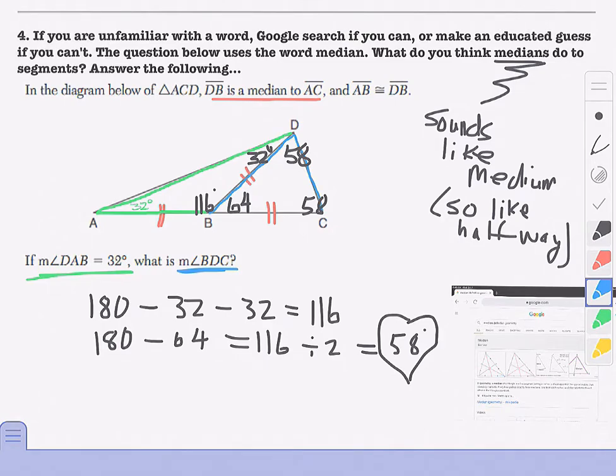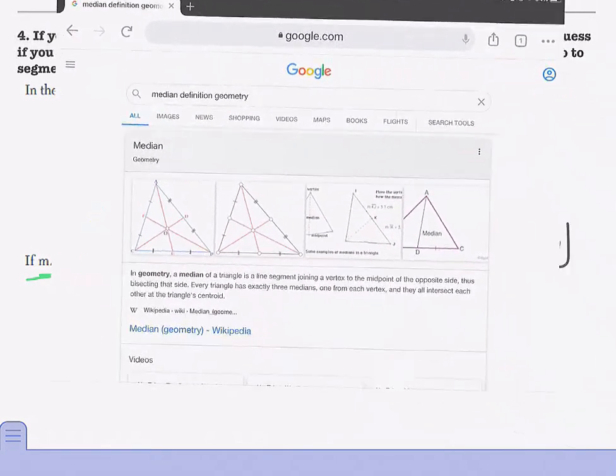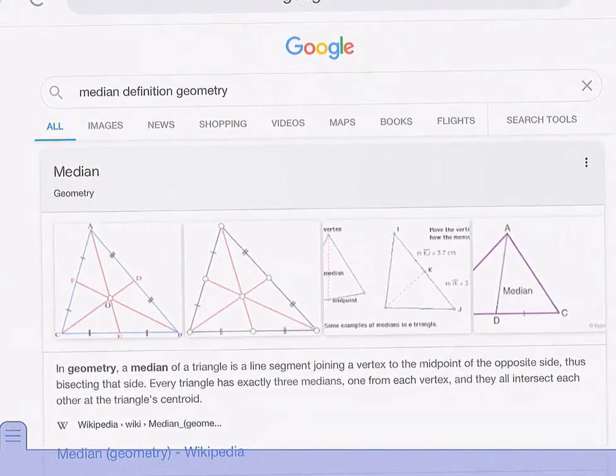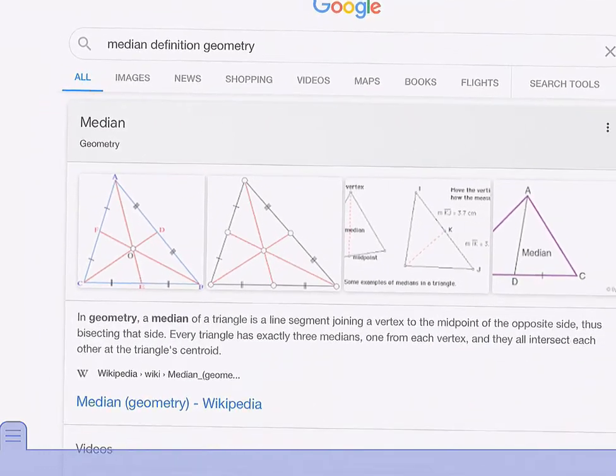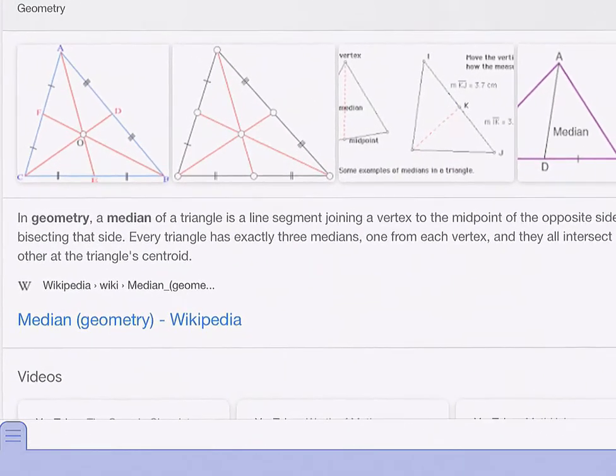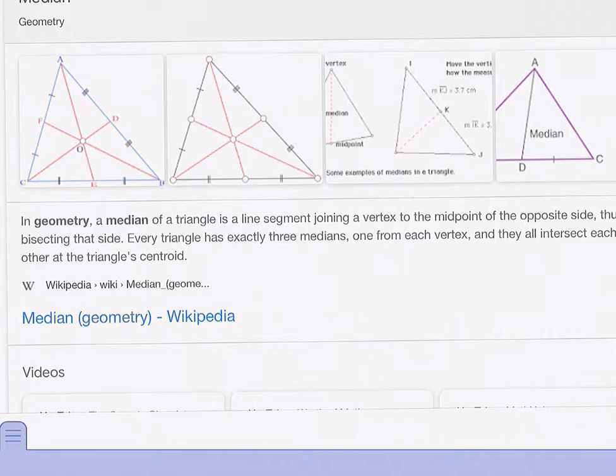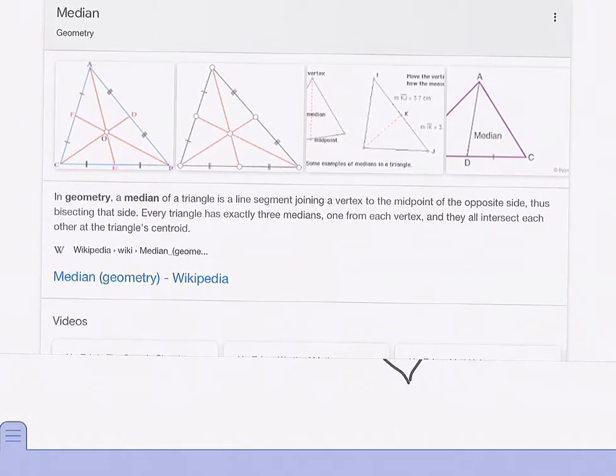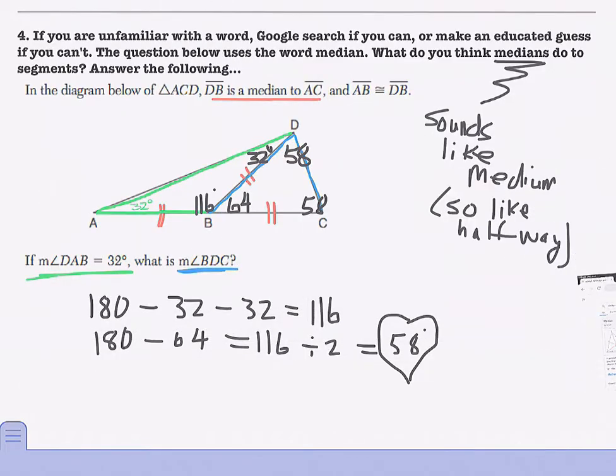All right, so median sounds like medium. So it would be a good guess to say that it's halfway. If you did a Google search, like I did here, I looked up median definition, geometry, and it's telling me that in geometry, a median is a line segment that joins a vertex to the midpoint of the opposite side. And you're showing me some examples on an image search too.